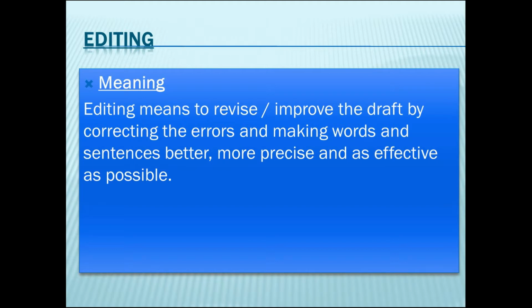Now some of you may have a question, what is a draft? A draft here means your write-up, the passage or the article which you have written, its outline. Clear? So editing means to revise or improve the draft by correcting the errors and making words and sentences better, more precise, and as effective as possible. So, this process or the act to improve a draft is called editing. Now, how do you improve it? You can improve it by correcting errors, making words and sentences clearer, more precise, and as effective as possible. Clear?